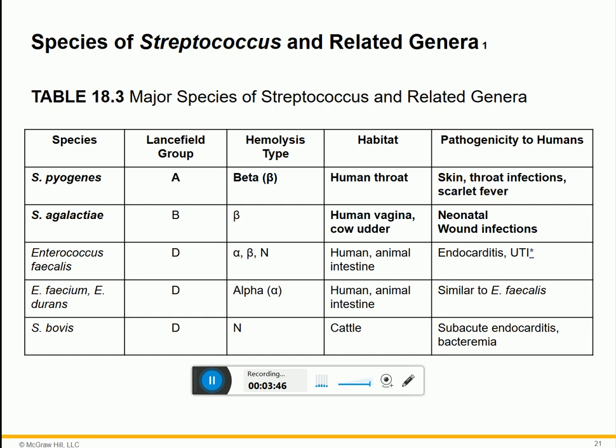Another strep is Streptococcus agalactiae, and this is found, well, related to lactose. Okay, so it's found in cow udder, and that is why the milk that we get out of cows has to be pasteurized so we can get rid of pathogens, including the Streptococcus agalactiae. It is also found in the human vagina, and that is why it can lead to neonatal infections.